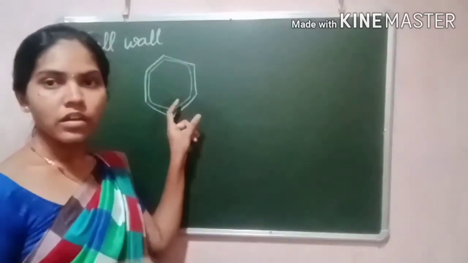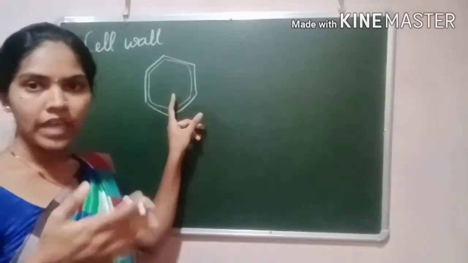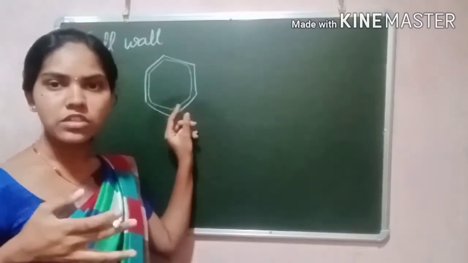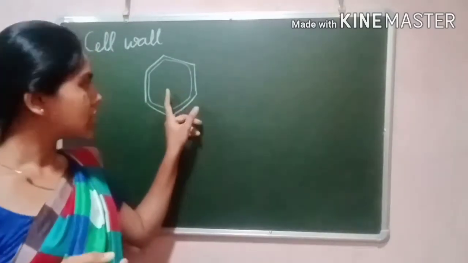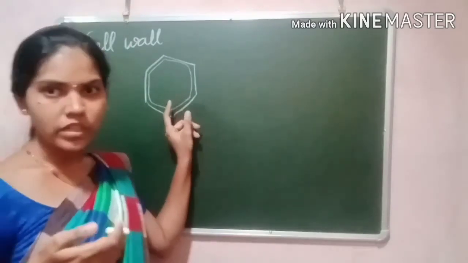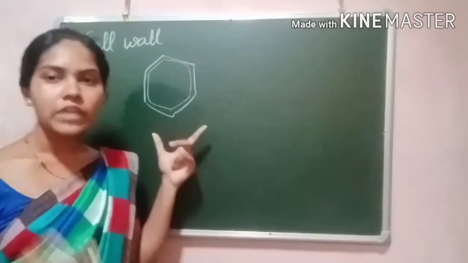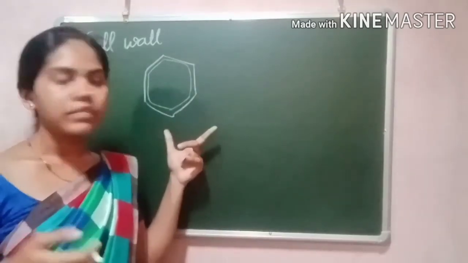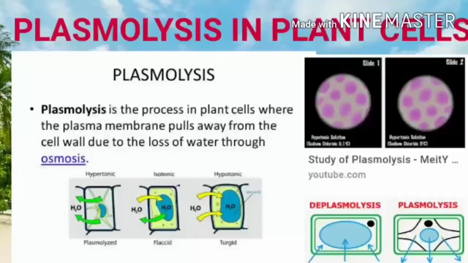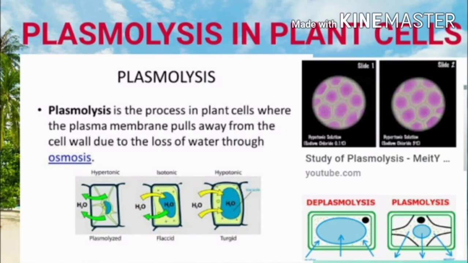Here, how the transportation of water takes place: the absorption of water takes place through the osmosis process. Whenever the plant loses water, we can observe a shrinkage, or a contraction of the contents of the cell away from the cell wall. This phenomenon is known as plasmolysis.